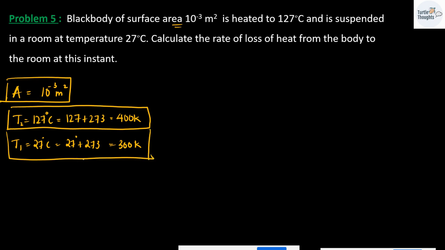300 Kelvin. Next, calculate the rate of loss of heat from the body to the room at this instant. This is the question. Sigma is a constant, even that will be given. Let me make a note of that: 5.67 into 10 raised to the power minus 8. This is going to be the value of sigma.